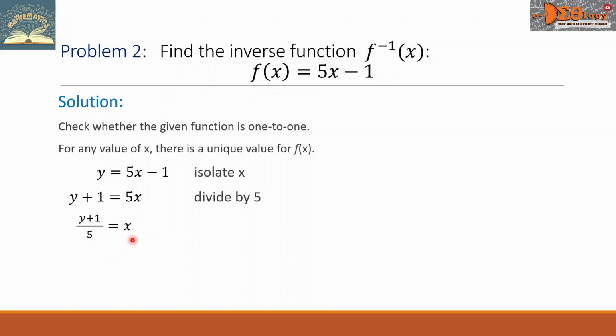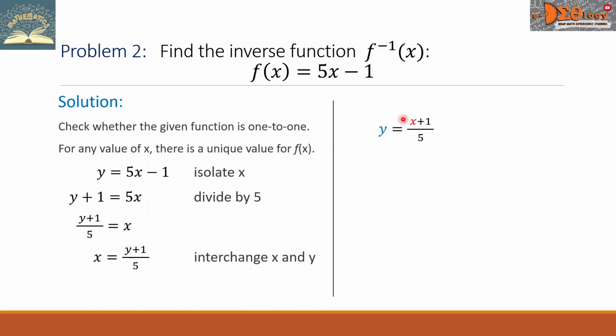Now x is isolated. We can interchange the position of x and this fraction. The left side is x equals the fraction on the right side. And from here, we're going to interchange x and y. The x becomes y, and this y becomes x. So we have y equals x plus 1 all over 5. This is now the inverse function. Just we change this y by this f inverse notation. So f inverse of x equals this fraction x plus 1 over 5.